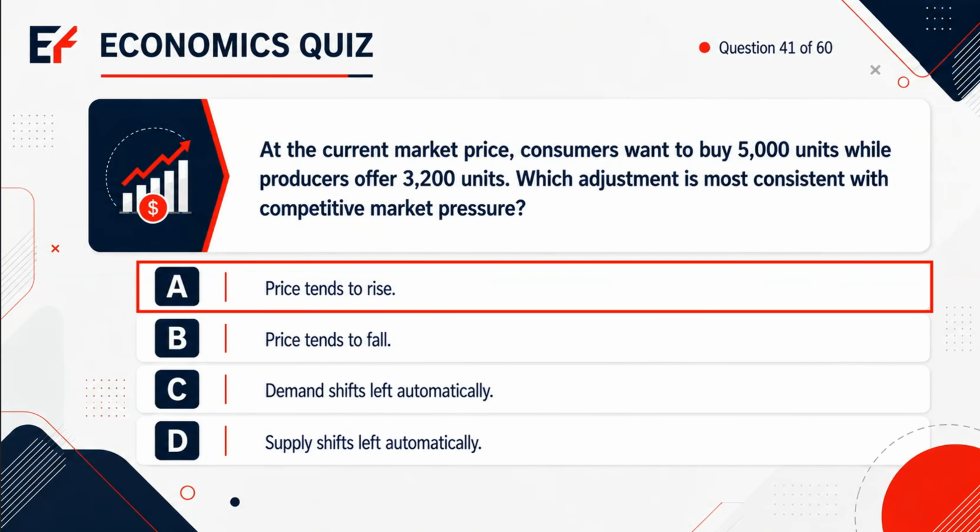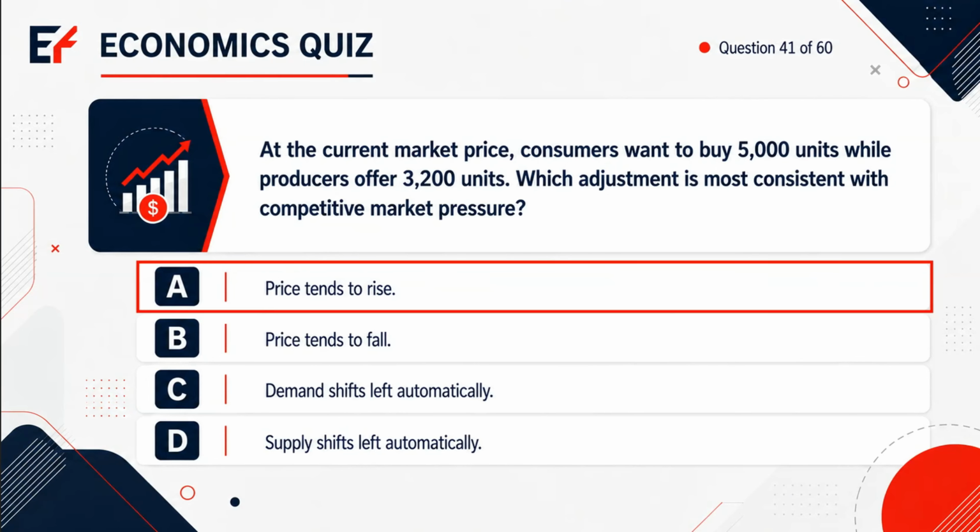When buyers compete for too few available goods, they tend to bid the price upward. Option A is correct because rising price is the normal competitive response to a shortage. Option B is wrong because falling price would make the shortage worse, not better. Option C is not correct because demand does not automatically shift left just because there is excess demand.